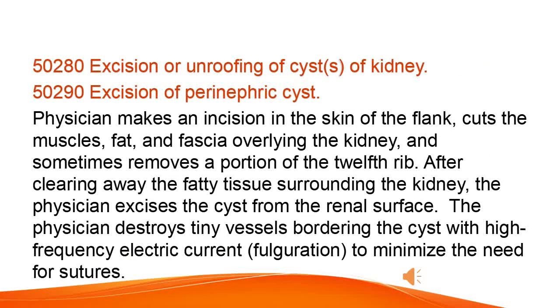Excision or unroofing of cyst, S, of kidney. Excision of perinephric cyst. Physician makes an incision in the skin of the flank, cuts the muscles, fat, and fascia overlying the kidney, and sometimes removes a portion of the 12th rib. After clearing away the fatty tissue surrounding the kidney, the physician excises the cyst from the renal surface. The physician destroys tiny vessels bordering the cyst with high-frequency electric current, fulguration, to minimize the need for sutures.